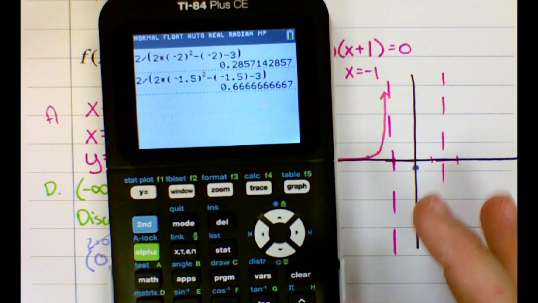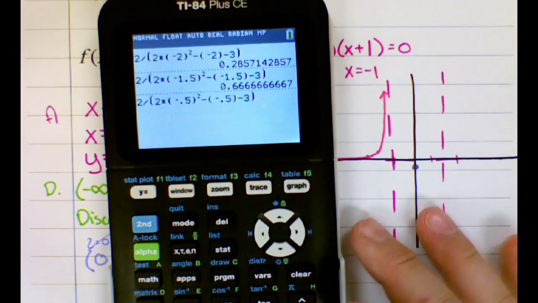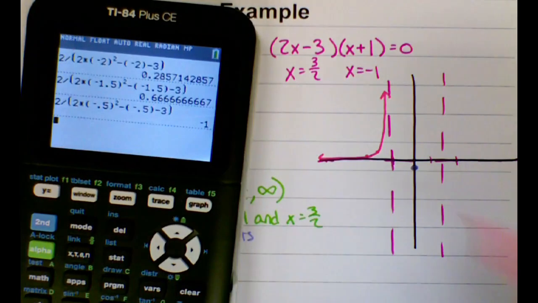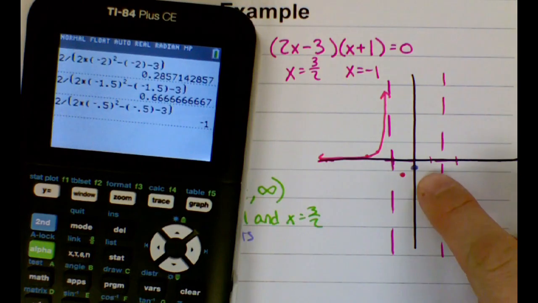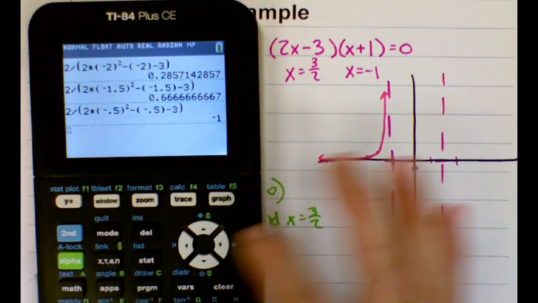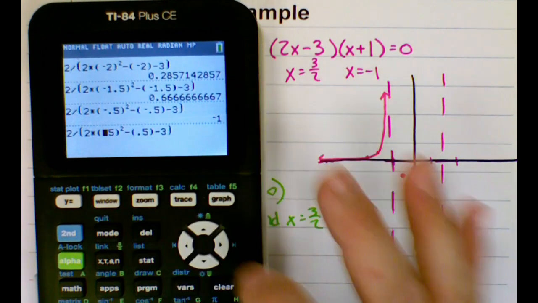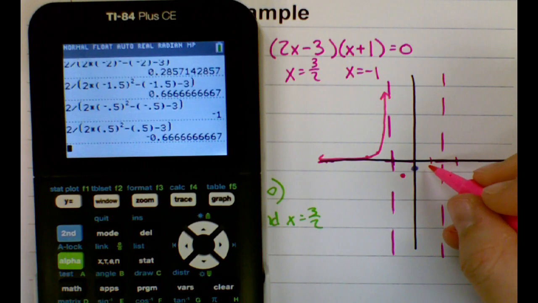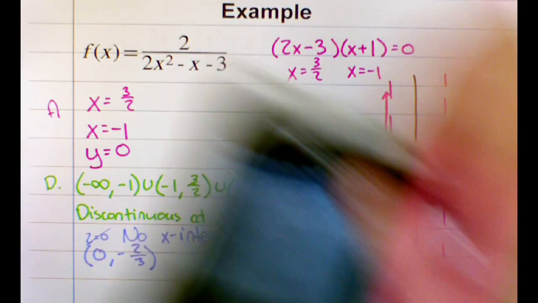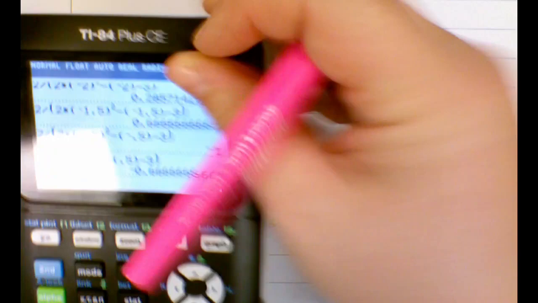Then let's pick something between negative 1 and 0. Let's go negative 0.5. This one's easy. I get negative 1. That's lower than what it was. Okay. Actually, let's just try positive 0.5 because then I don't have to change anything but this negative. Negative 0.666. That's the same as my y-intercept.